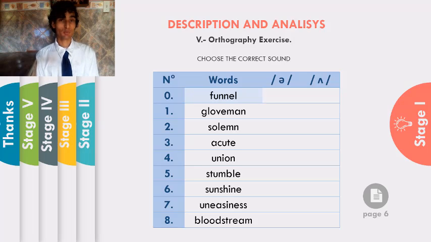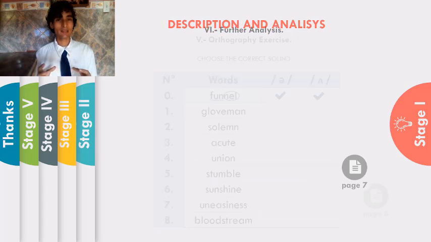For example, the first word is the word funnel, and we can find the unstressed schwa in the last syllable, so we can circle that one, and we can find the stressed schwa in the first syllable, so we underline that one, and we place a check mark in both columns. Now, after studying these two sounds, let's have a brief analysis before we move on to the next stage.